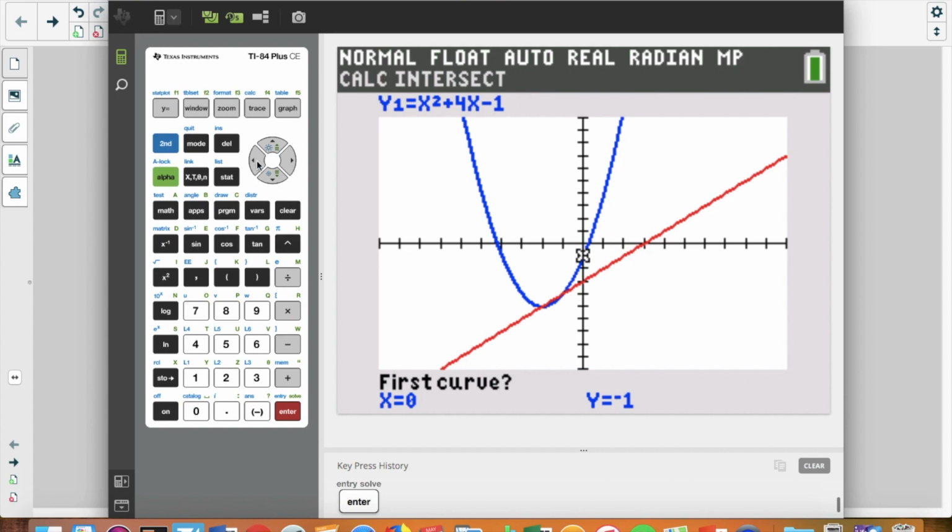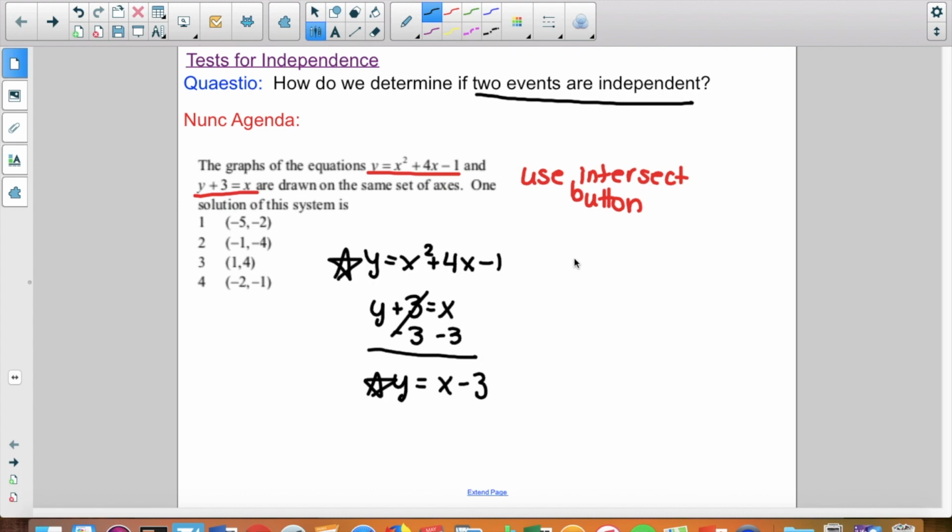Now it's going to say first curve. What you do is you scroll over to the first intersection, press enter 3 times. So that was 1, this is 2, this is 3. So the first intersection was -1, -4. Now we can find the other one, but we don't need to. That answer choice is right here. -1, -4. Okay, so moving on.